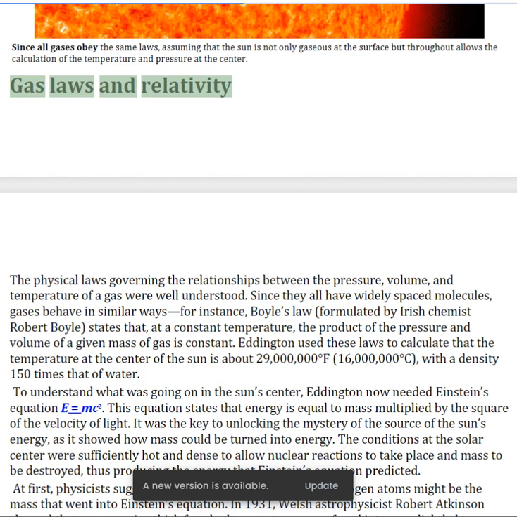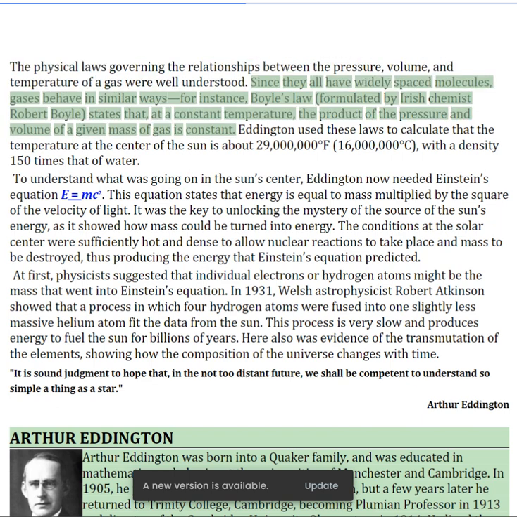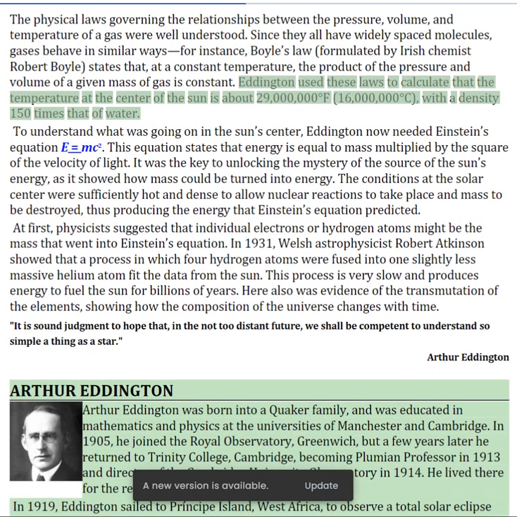Gas laws and relativity. The physical laws governing the relationships between the pressure, volume, and temperature of a gas were well understood. Since they all have widely spaced molecules, gases behave in similar ways. For instance, Boyle's law states that, at a constant temperature, the product of the pressure and volume of a given mass of gas is constant. Eddington used these laws to calculate that the temperature at the center of the Sun is about 29 million degrees Fahrenheit, with a density 150 times that of water.